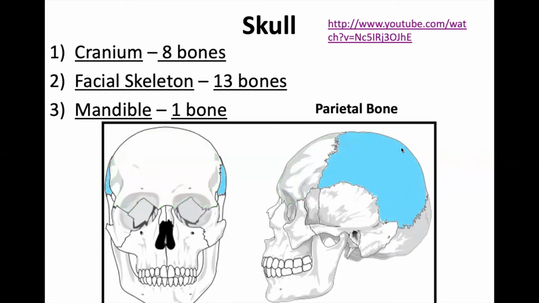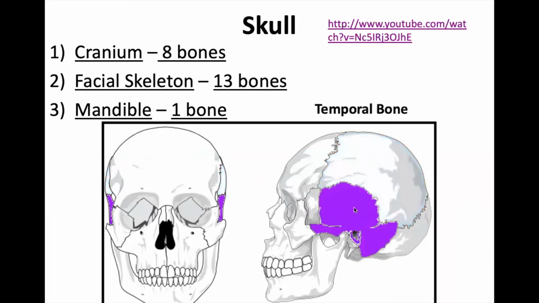The side and the top of your head is known as the parietal bone, and you have 2 of them, one on either side. So there is a fusion point all along the top where those 2 meet. There is a suture all along the top where those 2 bones fuse together.